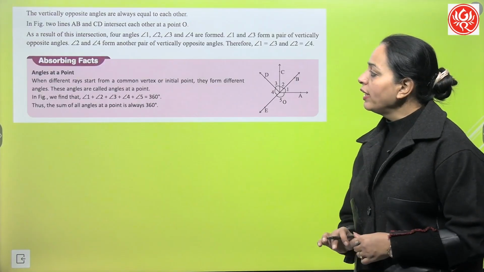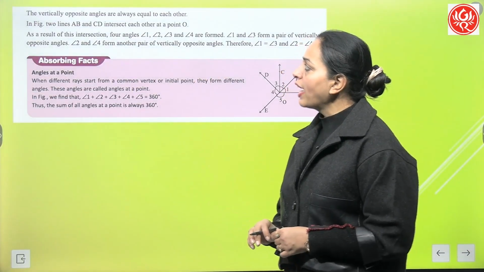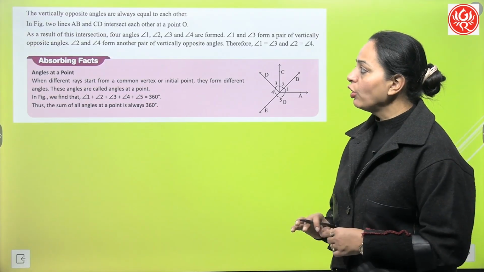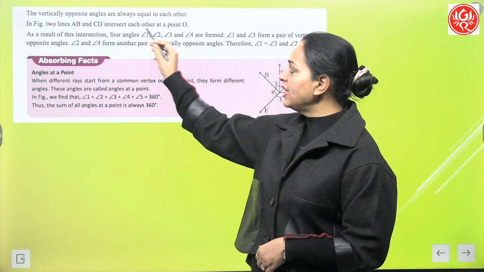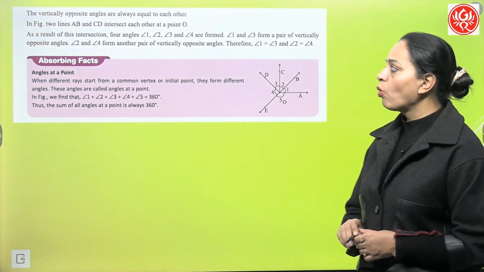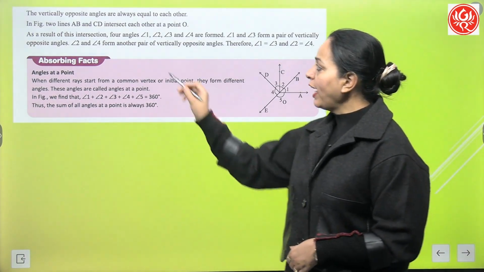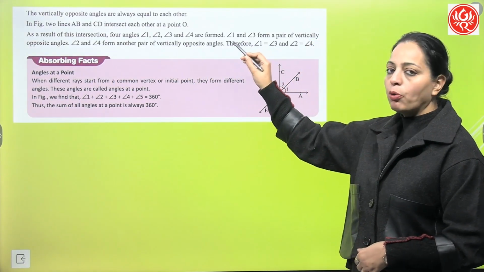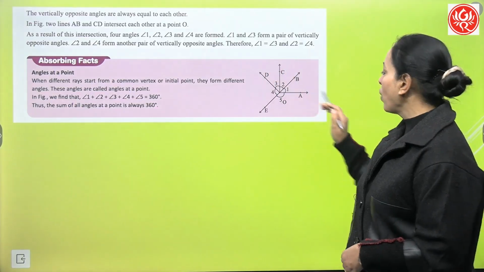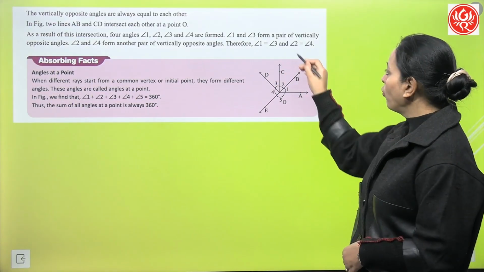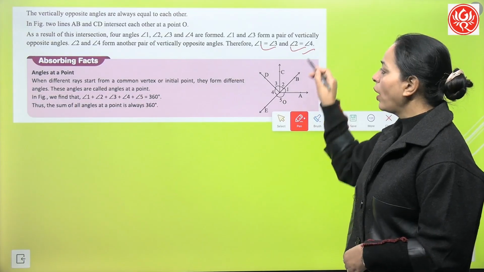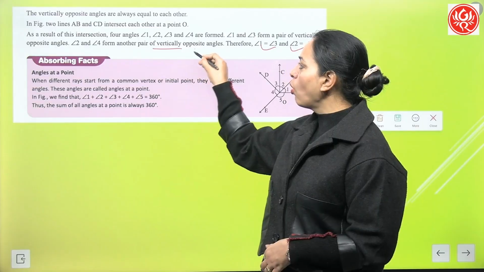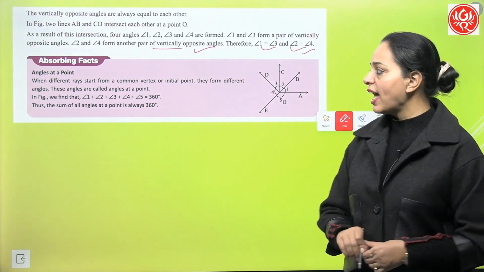Okay. So next is the vertically opposite angles are always equal to each other. So in this figure you have seen two lines AB and CD. They are intersecting at point O and we are getting angle 1, 2, 3 and 4. So angle 1 and 3 they are opposite. So angle 1 equals angle 3 and angle 2 and 4 they are opposite. So angle 2 equals angle 4. So we are getting two pairs of vertically opposite angles.